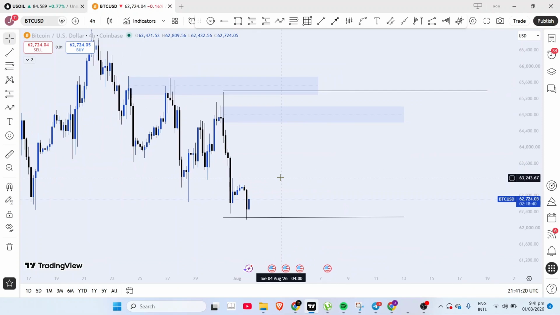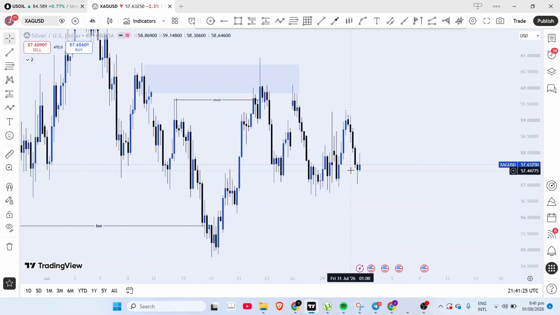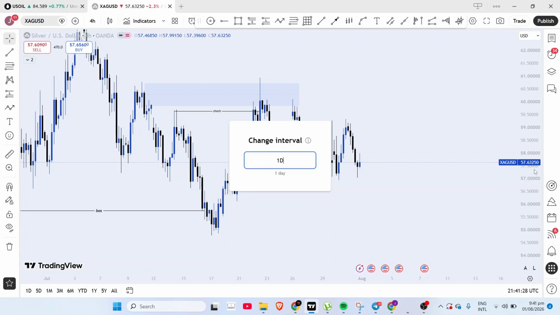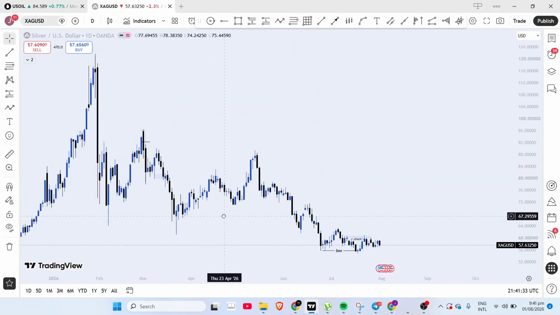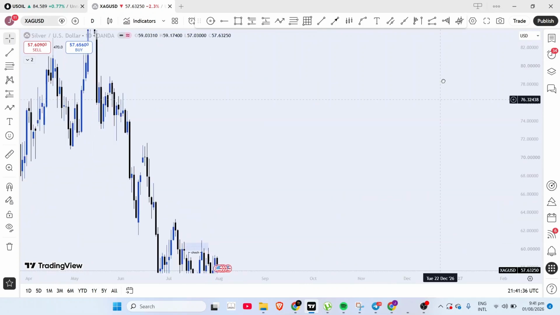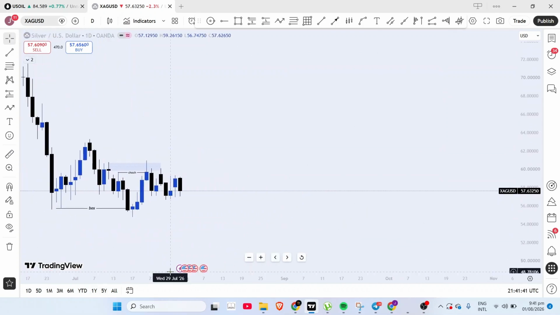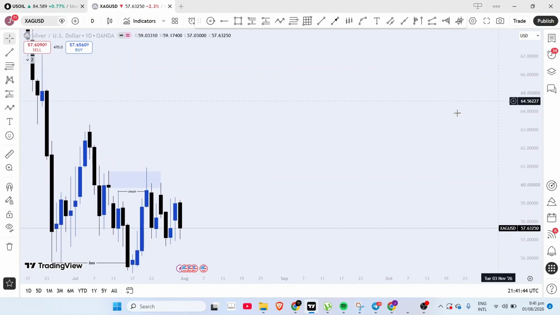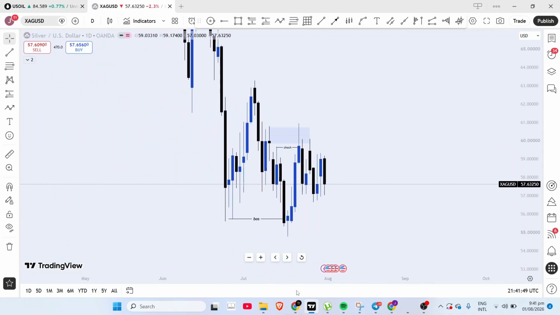The next pair would be silver. Okay, right, this is silver. Let's head on to the daily time frame. Good. On silver, this is what the daily is giving us. I remember last week we were bullish on silver. Okay, no, it was on gold rather that we were expecting buys, but we said gold was looking more bullish than silver. So even if we take the silver buys, we'll be looking for proper confirmation.